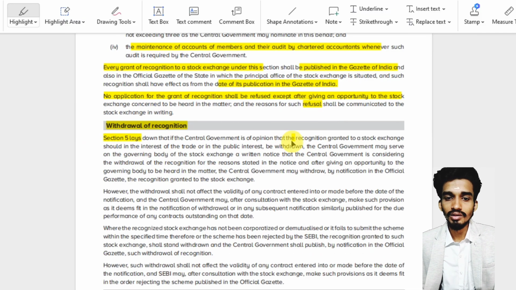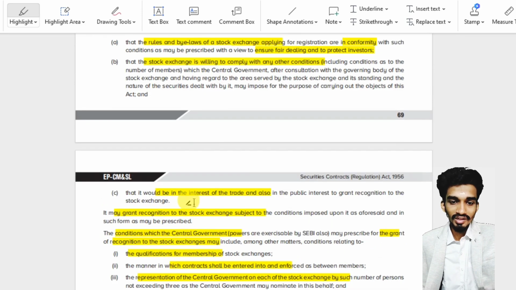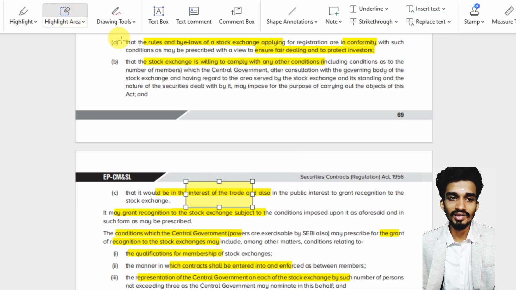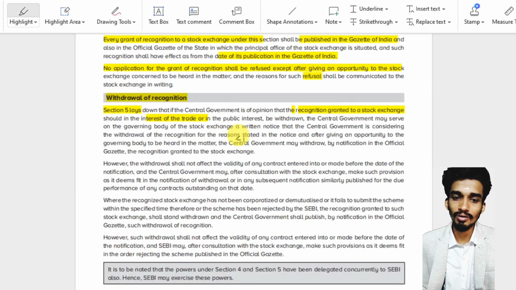If the central government is of the opinion that the recognition granted to the stock exchange should be withdrawn in the interest of trade. This is what we have seen earlier in section 4. It should be in the interest of the trade and in the public interest, right? So here also they are saying it should be in the interest of the trade or in the public interest.